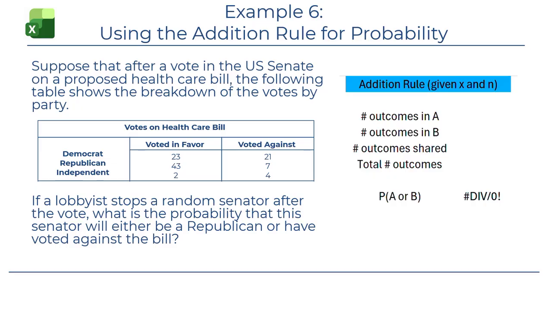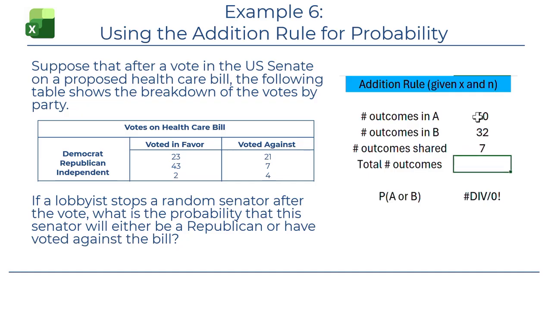So we're going to let outcome A be Republican. So in A, we're going to find all Republicans. Republicans would be 43 plus 7. Outcomes in B would be those that voted against the bill. So voted against would be 21 plus 7 plus 4. The shared outcomes would be Republicans who voted against the bill, and so that would be 7.